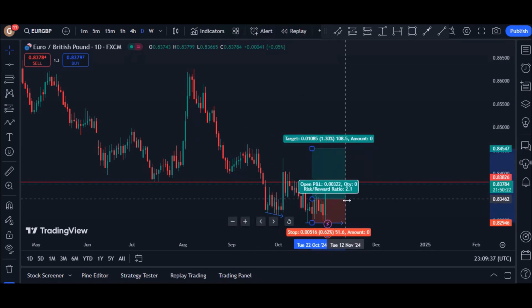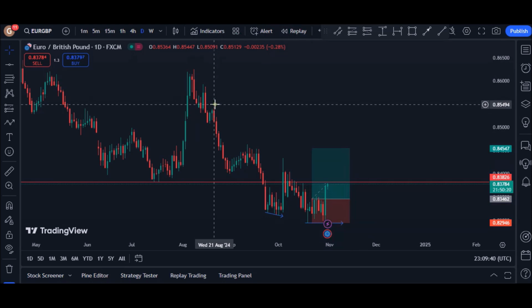So I'm in this trade right now, and I'm going to show you a video of it shortly.